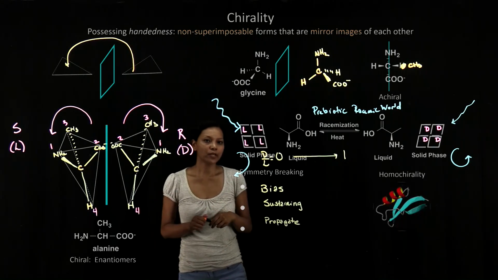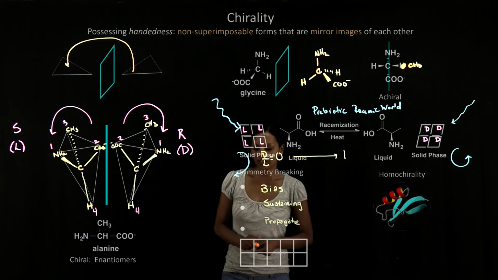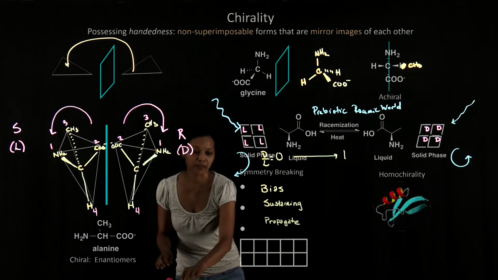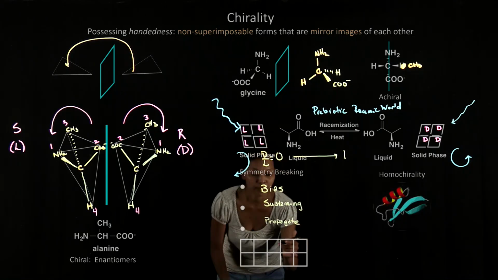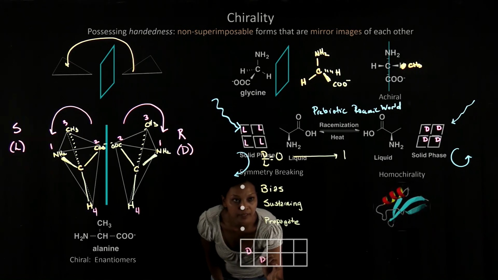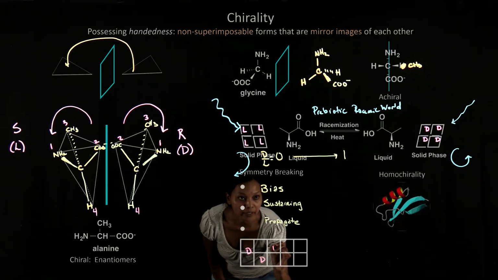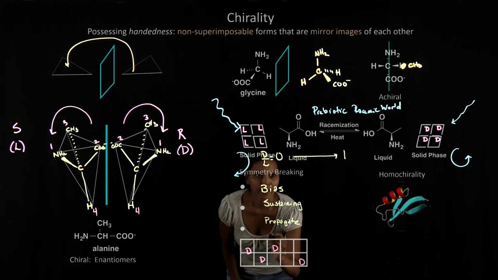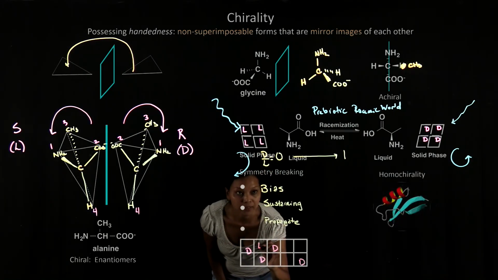And so if we were to have a system, such as the one below, and say in this system we have a racemic mixture of D and L. So I'll write D, and there's no order here, I'm just writing it in a random fashion. And then I'll put L in the other boxes.